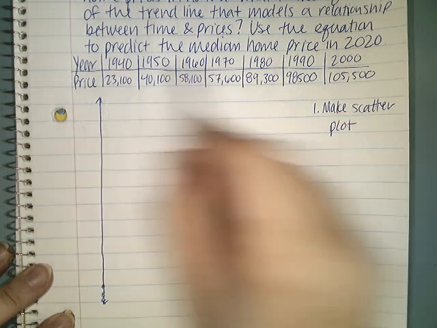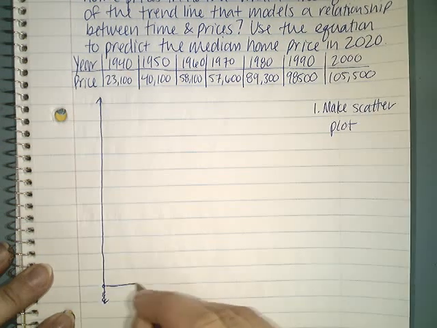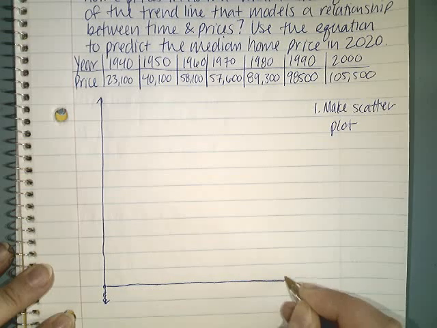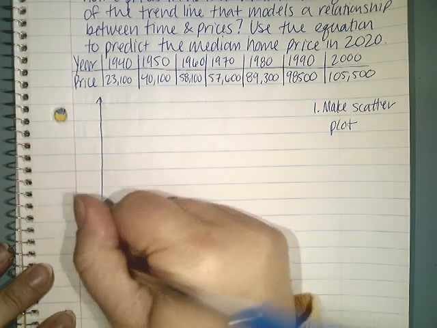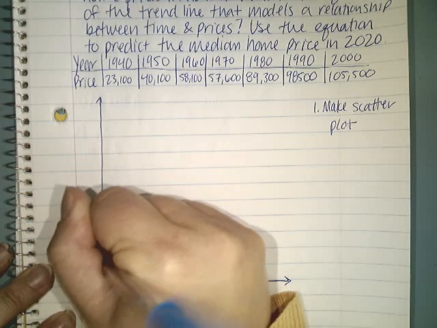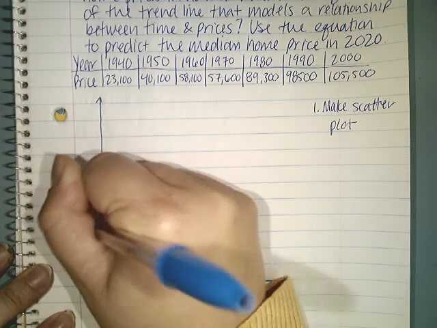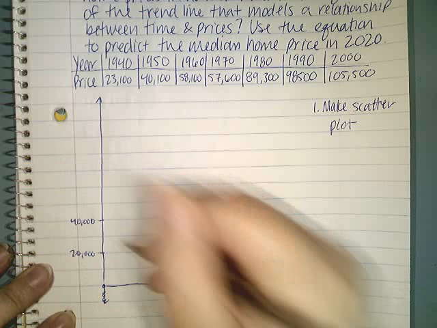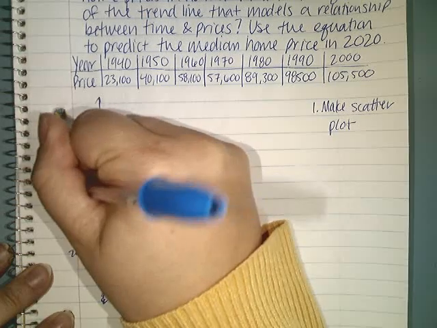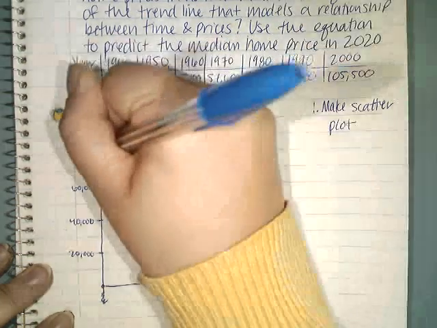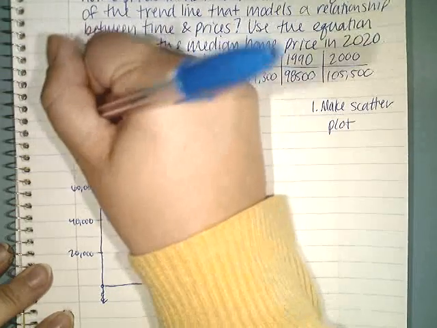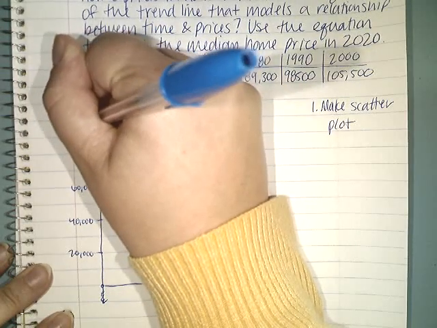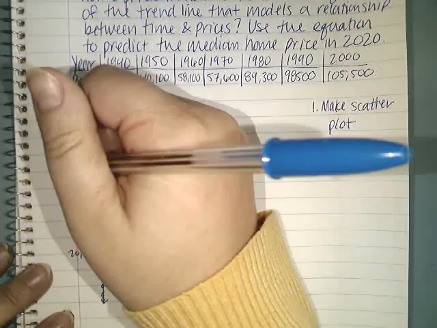I go from 1940 to 2000, so I need at least 60 years. There's not as clear of a grid here, but I'm going to give myself some room. So this line would be 20,000. This would be 40,000. I'm not going to write the in between 10,000s just so it's not as cluttered. 60,000, 80,000, 100,000.